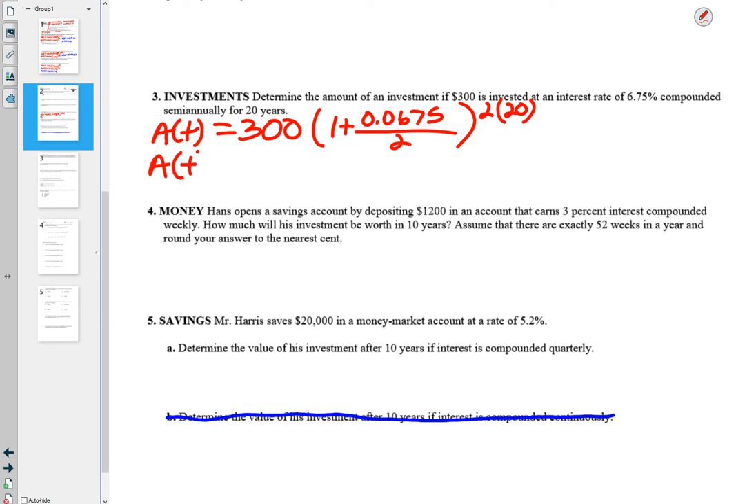So the amount after some time is equal to, let's see, 0.0675 divided by 2. 300 times 1.03375 to the power of 40.